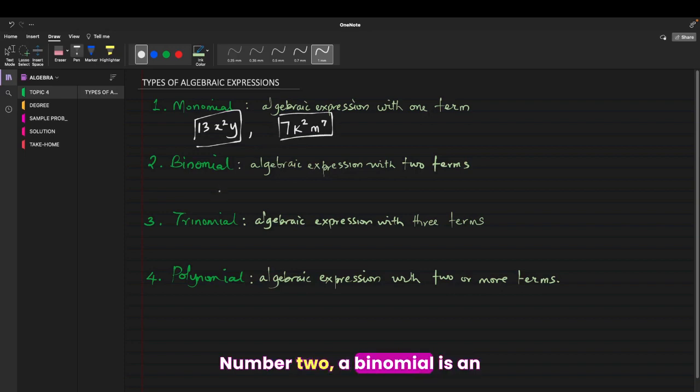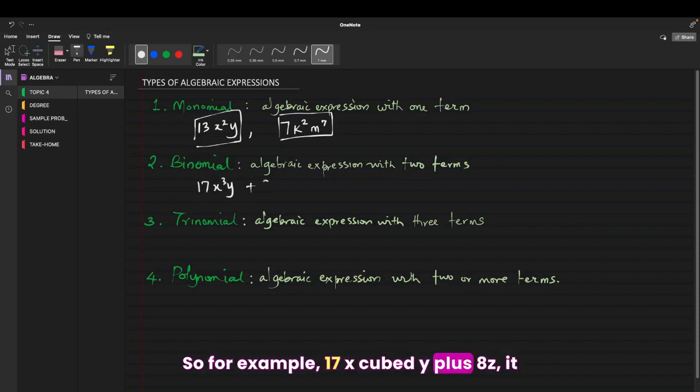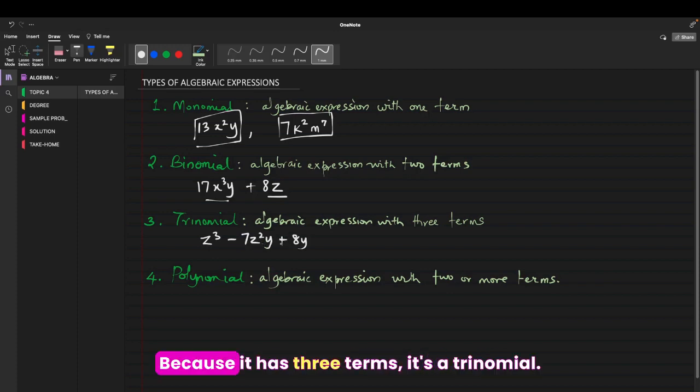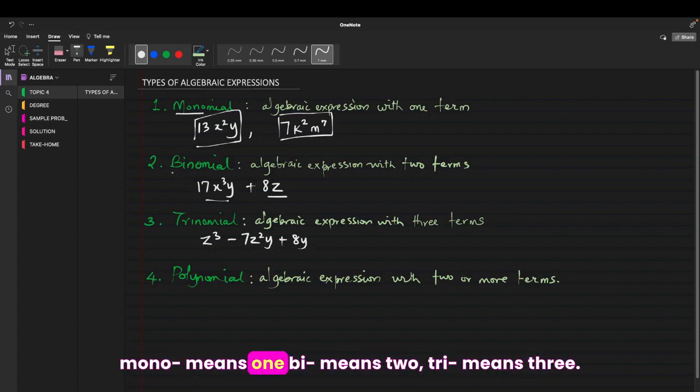A binomial is an algebraic expression with two terms. For example, 17x cubed y plus 8z. It has two terms. That's a binomial. The next is trinomial, an algebraic expression with three terms. For example, z cubed minus 7z squared y plus 8y. Because it has three terms, it's a trinomial. Mono means one, bi means two, tri means three.